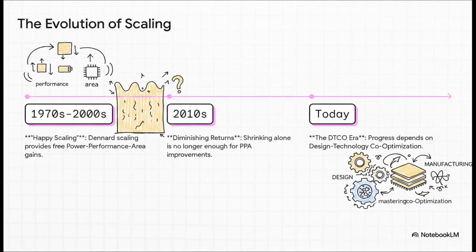Today, we're in the DTCO era. That means you can't just shrink your way to success anymore. You have to get incredibly clever, co-optimizing the chip's design with the technology used to build it. And that means you have to wrestle with some seriously tricky physics.